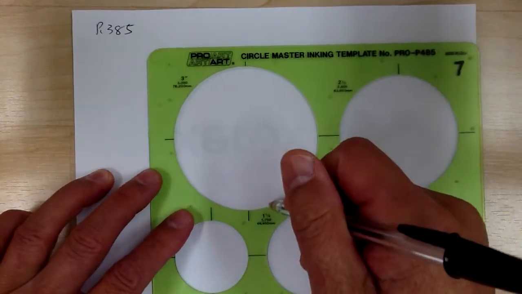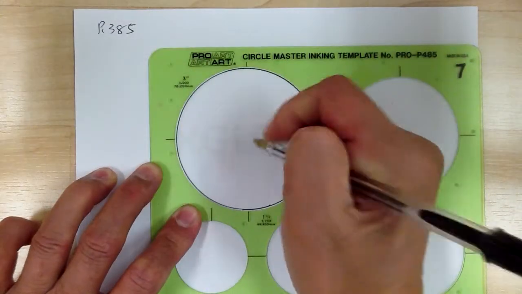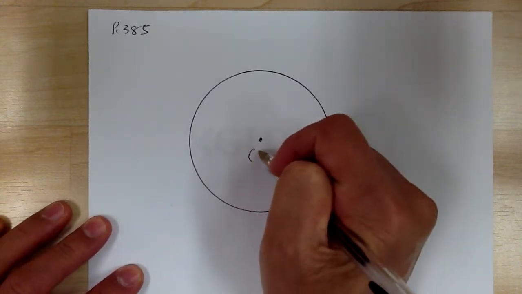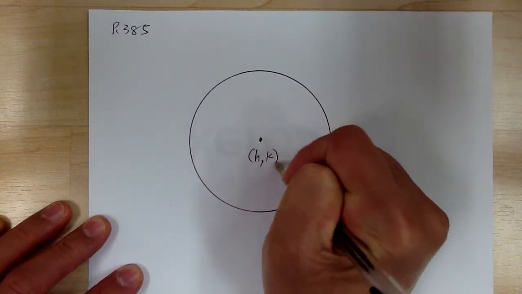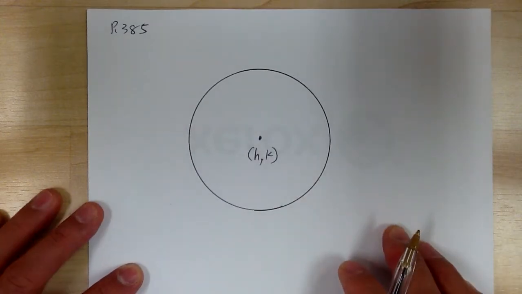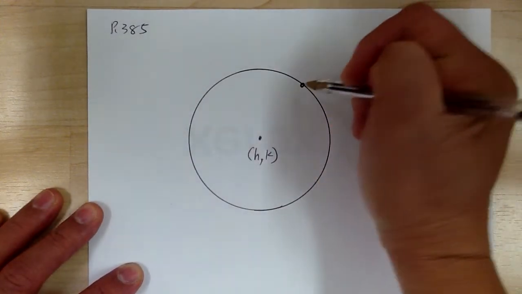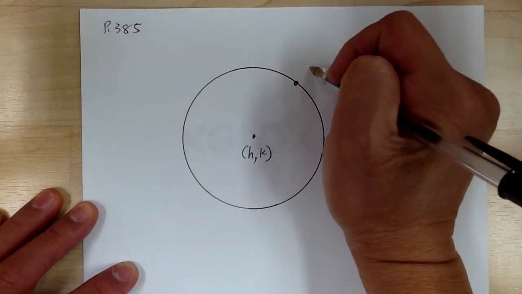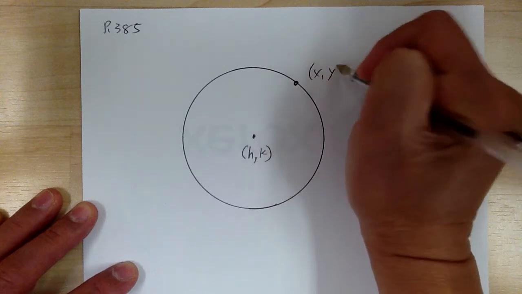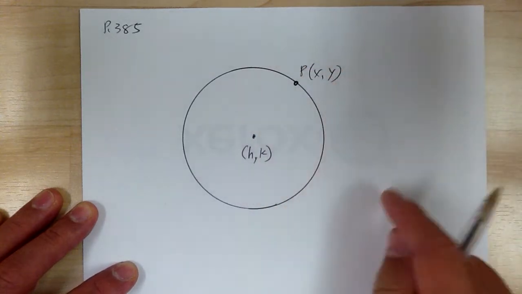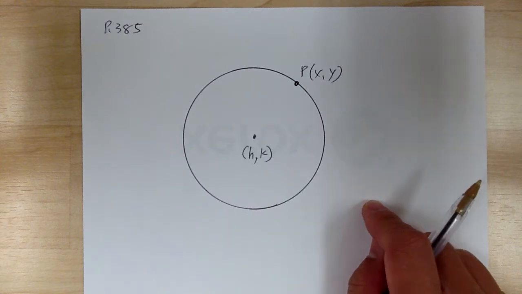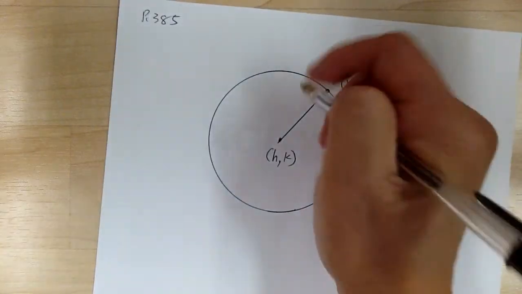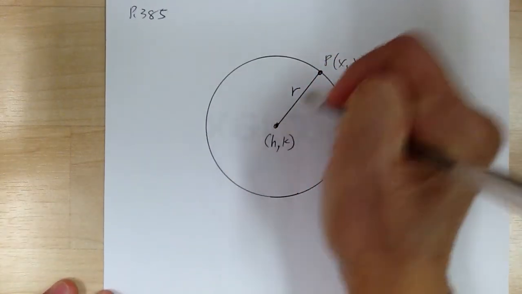Let's say you have a circle, and here's your center. Let's call this H and K. It can be any number, just call it H and K. And this point over here, again any random point, so we try to derive the equation. Let's call this point x and y. Again, x and y are just any coordinates. Then you connect the dots, and this distance would be the radius.